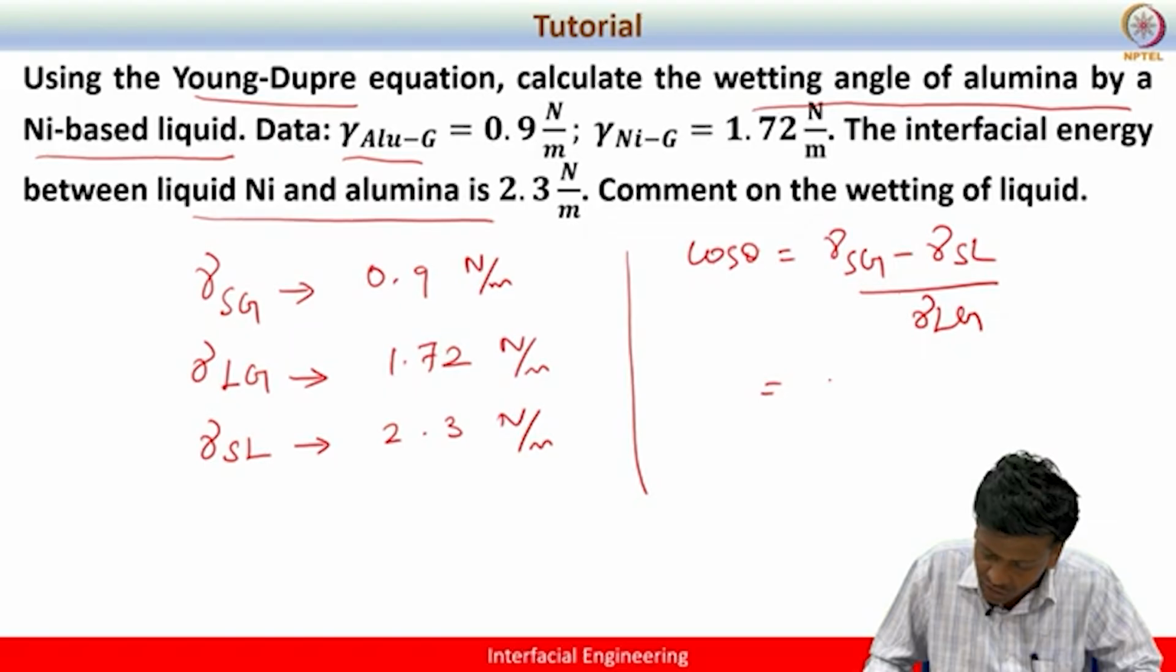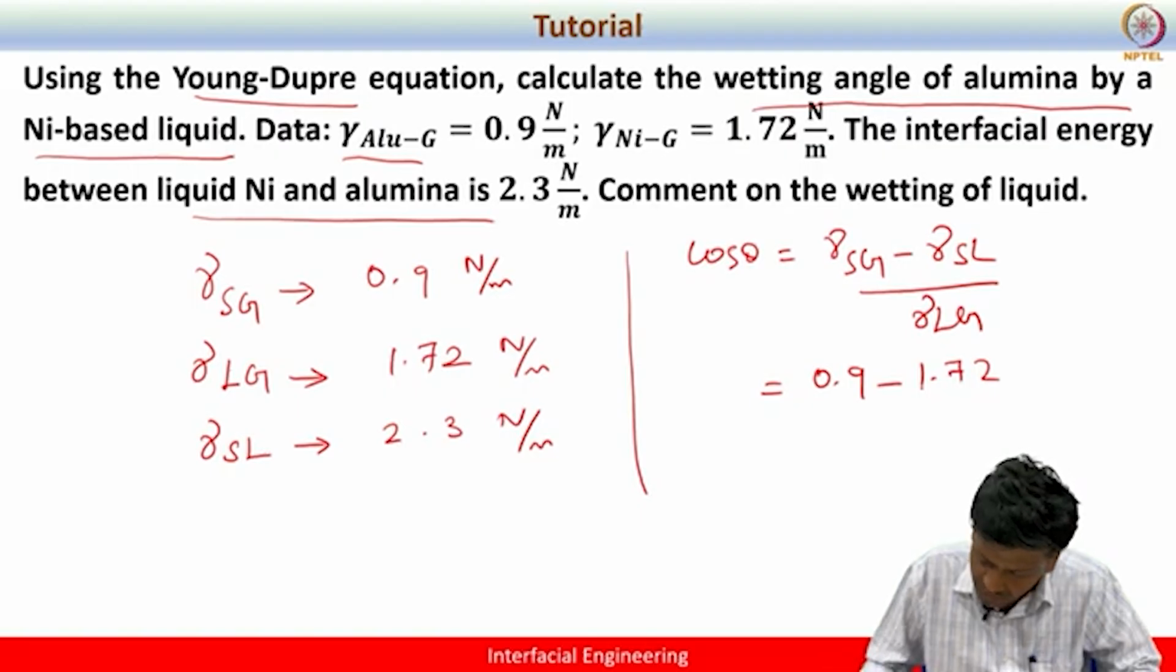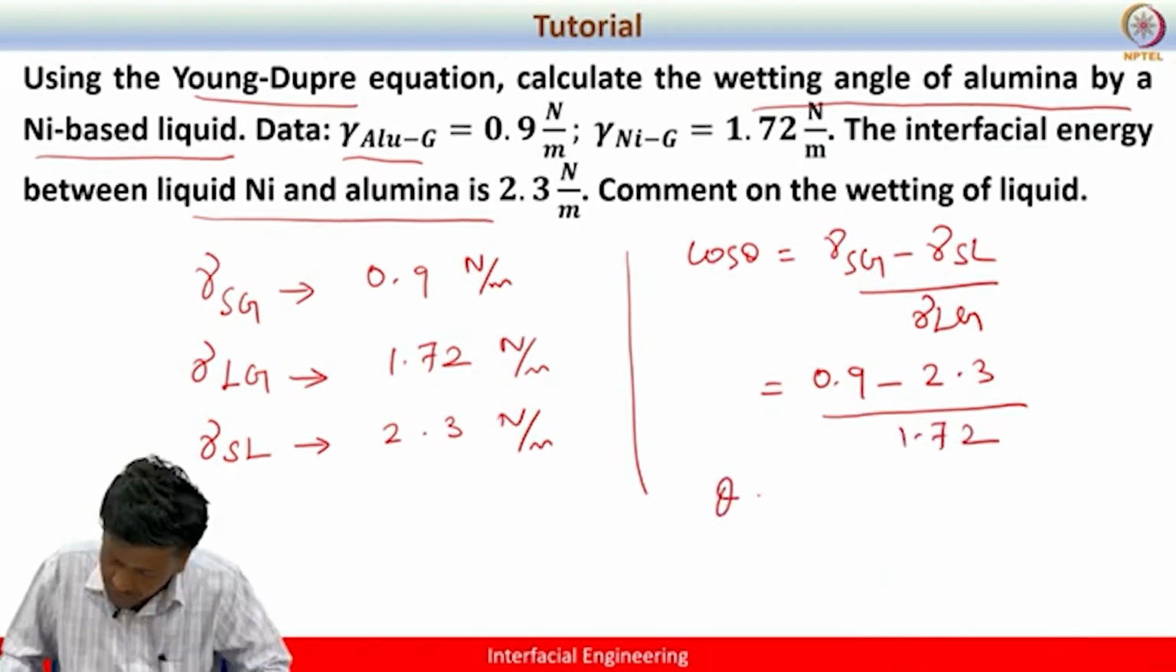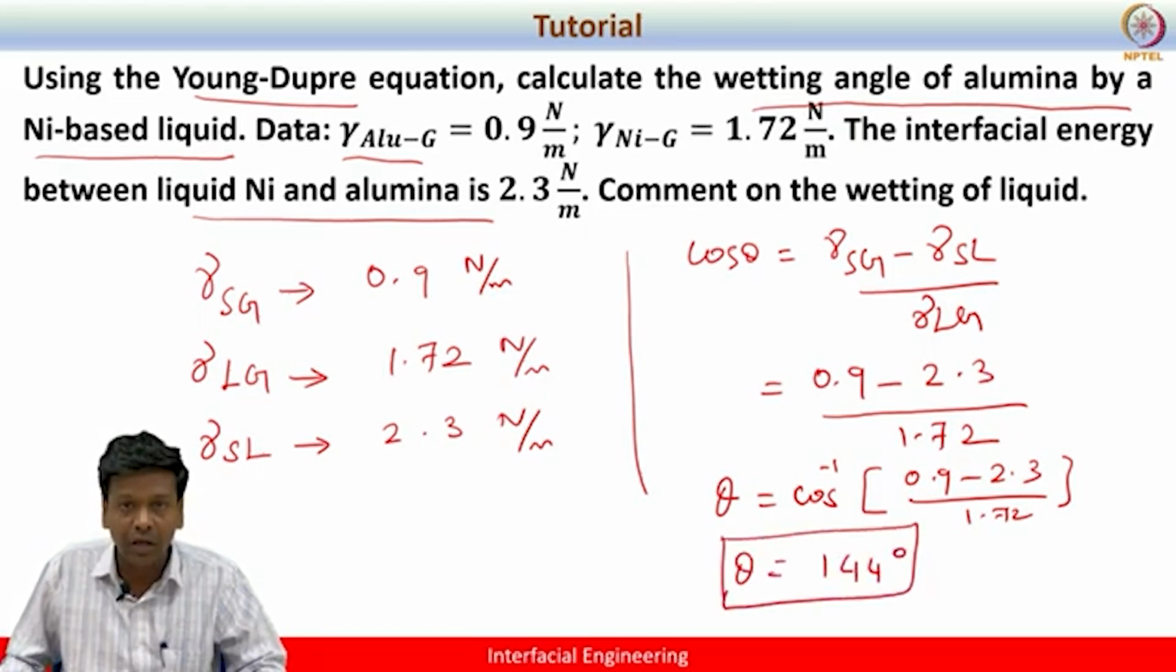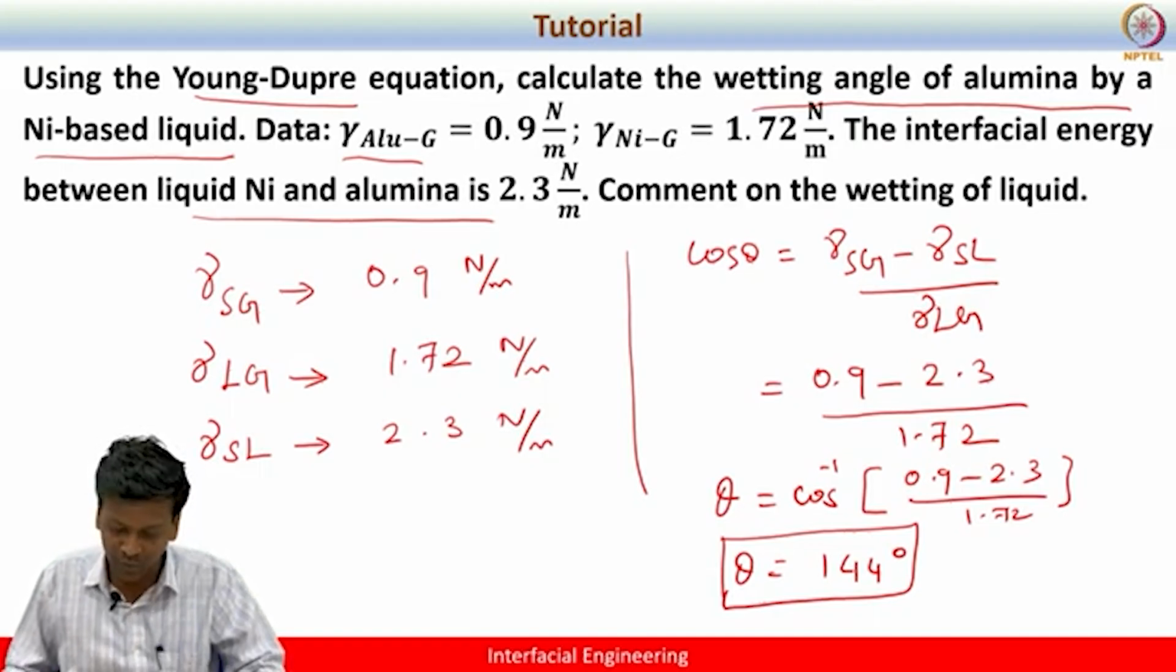If I simply substitute all these values here, this will be minus 1.4 divided by 1.72, and one would get theta, which is cos inverse of this whole component, which is nothing but theta equal to 144 degrees. So it is highly hydrophobic. The surface is highly hydrophobic.